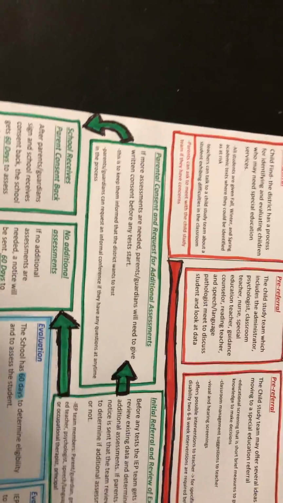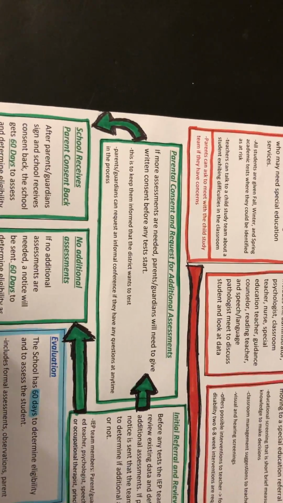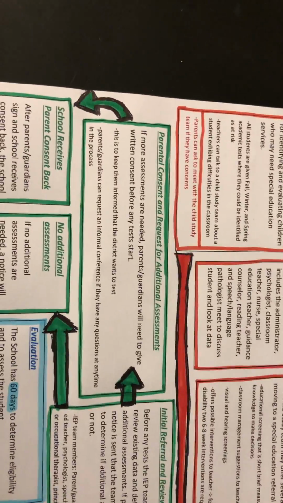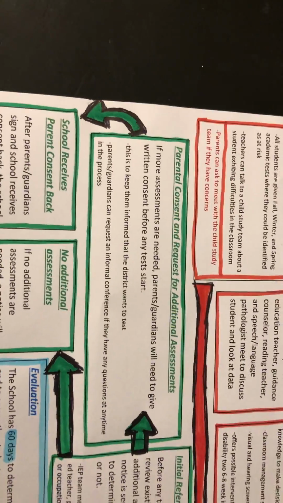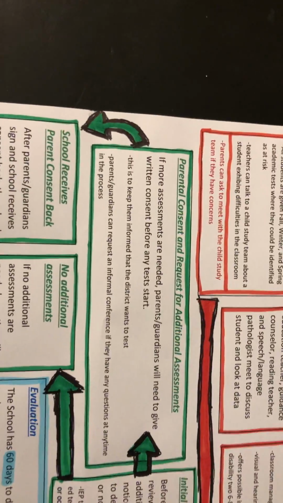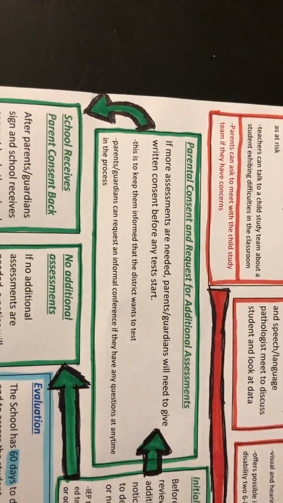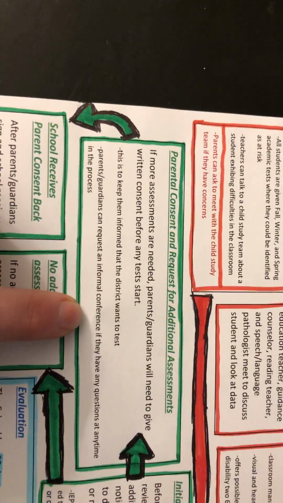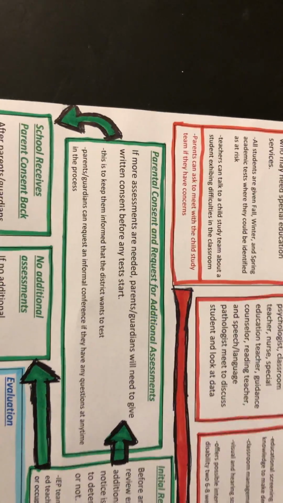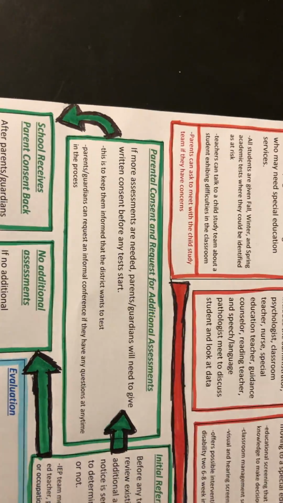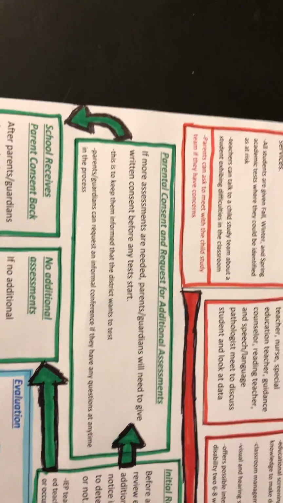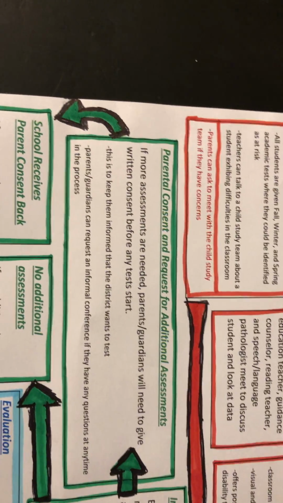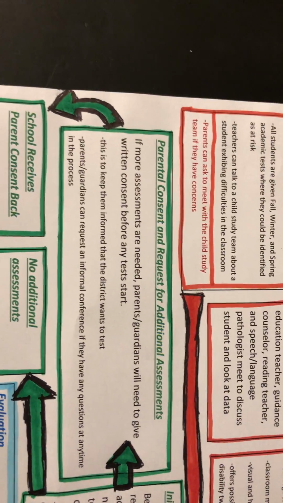Most initial evaluations I've been a part of, all of them so far, we've always found a need for additional assessments because we really want to get to know how the student learns, what they know, what they don't know, and what they need help with. So, if additional assessments are needed, we send a request for parental consent. So this is a paper that lets you know all the assessments that we want to assess your student on and evaluate your student on.